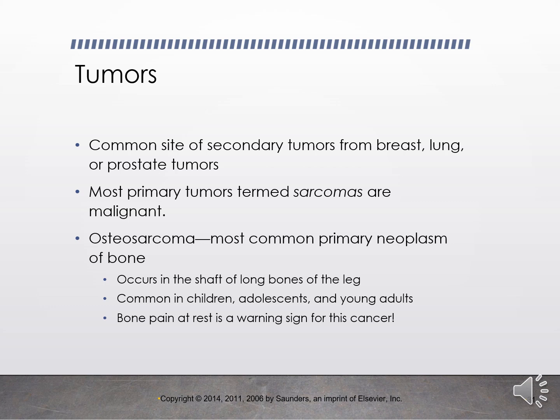Most bone tumors are malignant. Bone is a common site of secondary tumors from breast cancer, lung cancer, and prostate cancer. Osteosarcoma is the most common primary neoplasm or tumor of bone. It happens in the shaft of the long bones, like in the leg, and it's common in kids and young adults. Bone pain at rest is a big warning sign of this. The problem with that is that a lot of kids have bone pain while they're in their growing stages, so it might go unnoticed. It might just be thought of as growing pains.